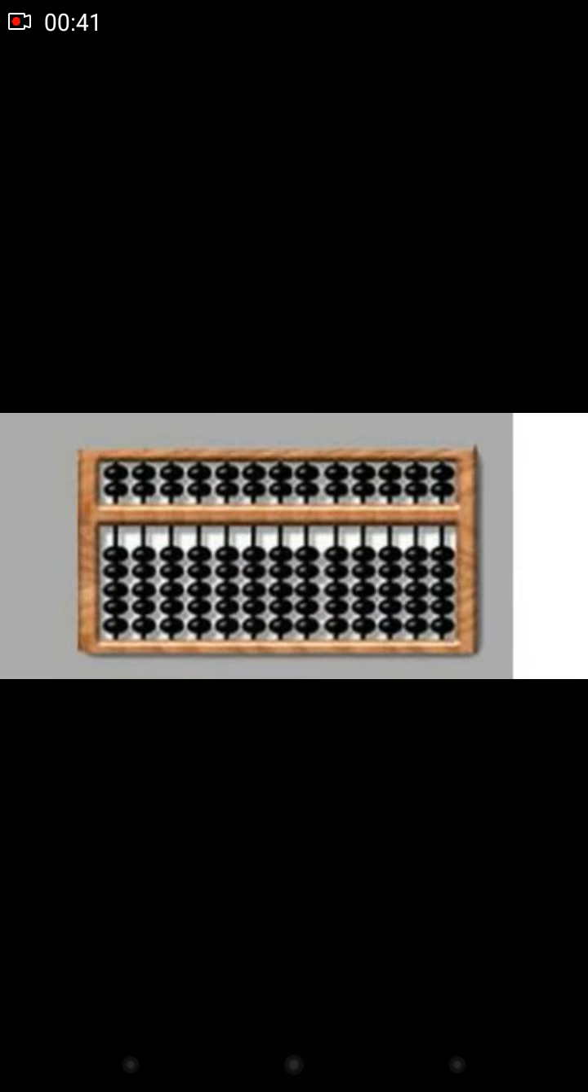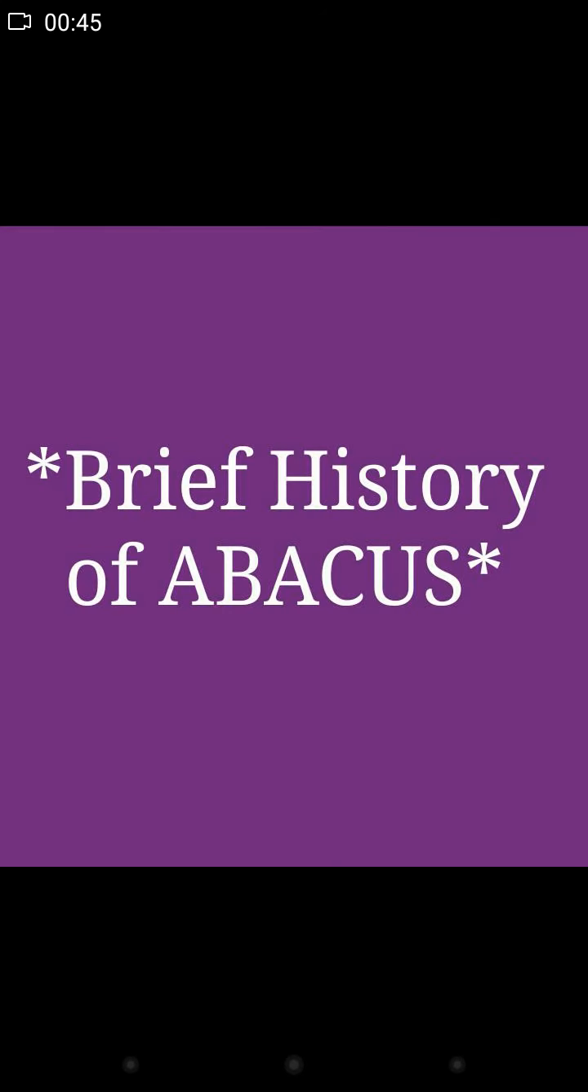Today we are going to discuss the second lecture of Computer 7, and our first topic is the abacus. Here is a picture of the abacus. Now we are going to discuss a brief history of the abacus.